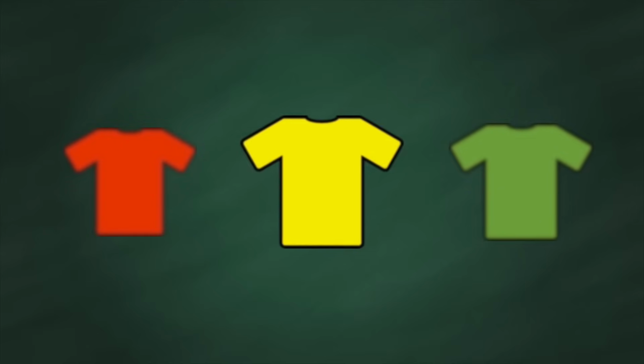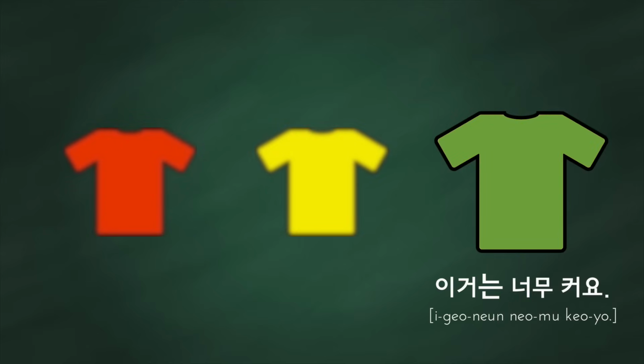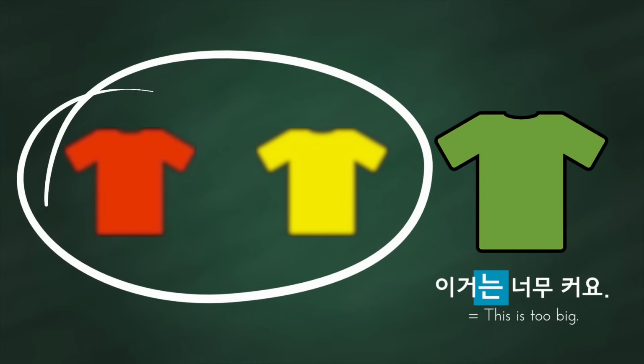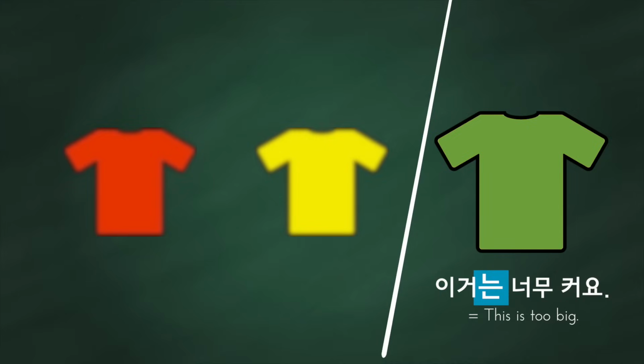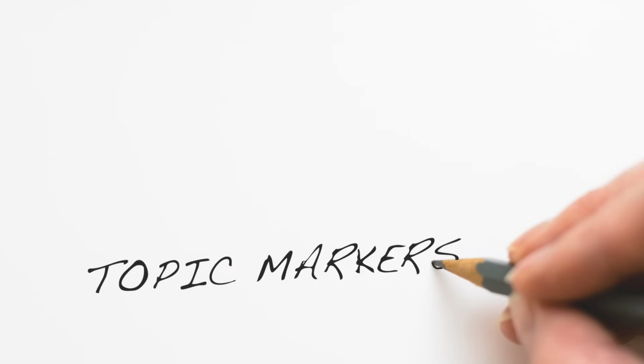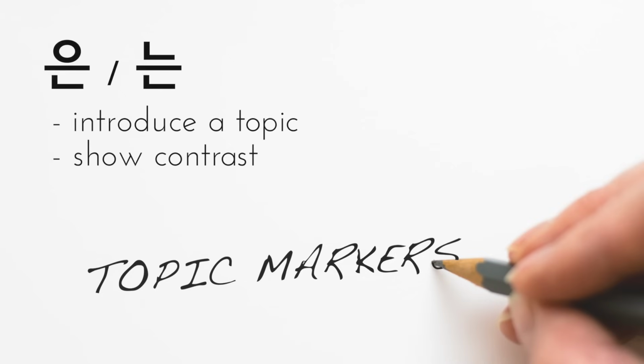And then you look at the green t-shirt and say, 이거는 너무 커요. Okay? Again, 이거는 너무 커요. And that 는 is actually very necessary there because you are showing some contrast between the other two t-shirts that got your positive assessment and the green t-shirt that makes you feel like a child wearing his father's t-shirt. So in summary, the topic markers 은 and 는 are used to introduce a topic and also to show contrast.